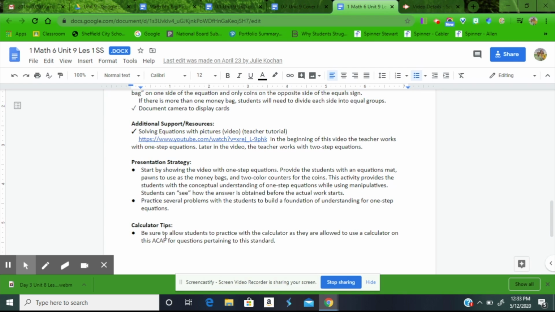Also, you have calculator tips here. And this says just be sure to allow students to practice with calculator, as they are allowed to use calculator on the ACAP for questions pertaining to the standard. Now, those things tend to change from year to year, and we're not certain, but as of now, we know that they are able to use the calculator on questions pertaining to this unit.